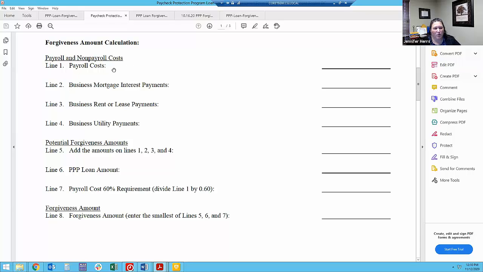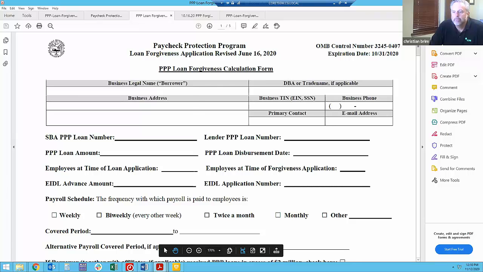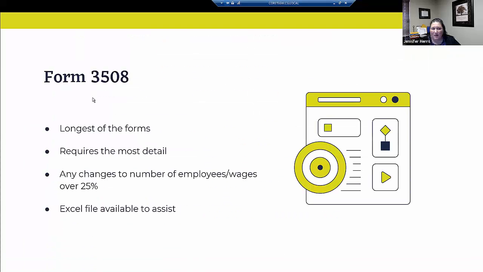Which, if you don't have line 1, how did you get your PPP loan? Well, you fired everybody. You took the money and fired everybody. Which then you have to go over here to this form. Ah, which is, we'll go back, the plain old Form 3508.